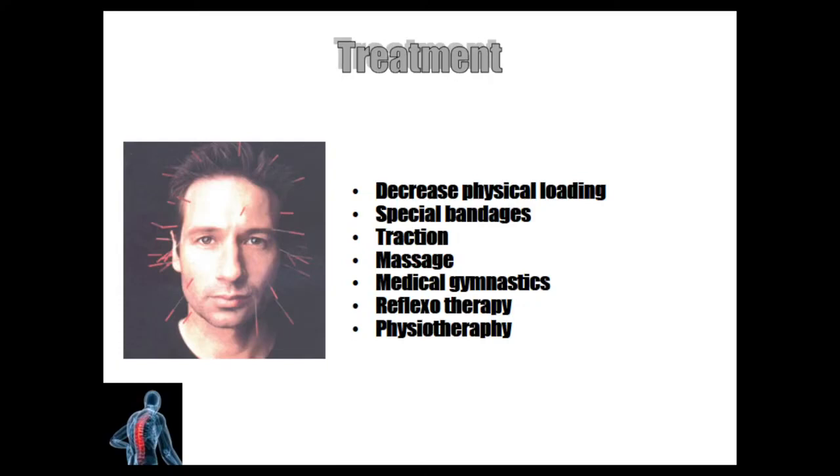Treatment. As usual, we have two options. The first one is conservative treatment, when you prescribe medicine which reduces the symptoms of the disease. At present time, we don't have pathogenetic treatment for osteochondrosis, for degenerative disc disease. At present time, we have only symptomatic treatment.